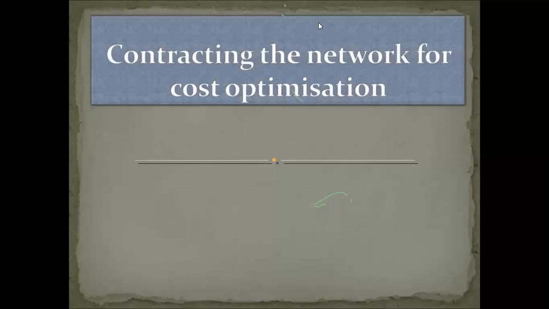Lecture today, the contracting the network and cost optimization. So we will take here one example and then we'll go forward. So whatever we have covered last lecture, that graph and cost and time related, we have discussed many more things.